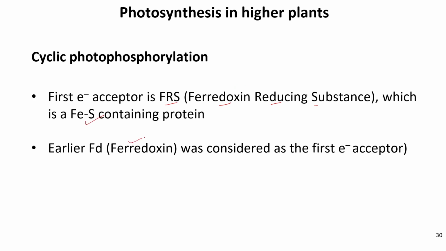Earlier, ferredoxin was considered as the first electron receptor, but it is not. Ferredoxin is not the primary receptor. The primary receptor is FRS, ferredoxin reducing substance. Electrons are then transferred from FRS to ferredoxin.